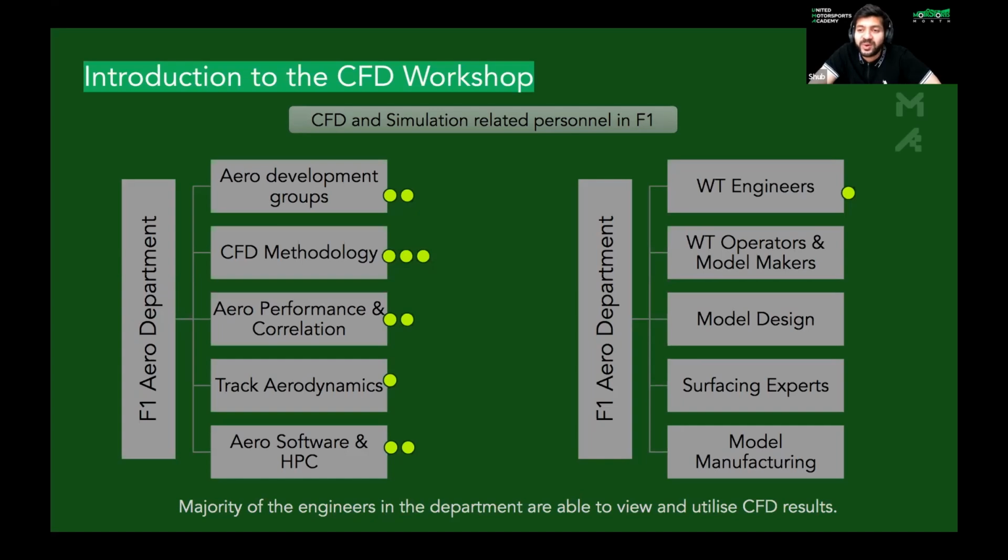Aero performance and correlation. How big is this group? It depends. Sometimes it's almost a blur between these two in some teams. If you segregate them, I think this would be 3 or 4 people. Red Bull again had like 4 or 5 people, which was a separate team, and as you said, they were the glue.